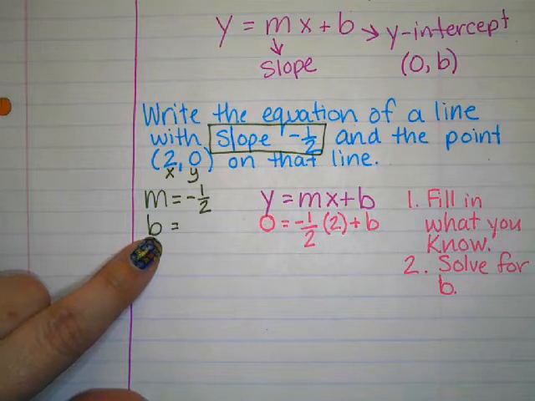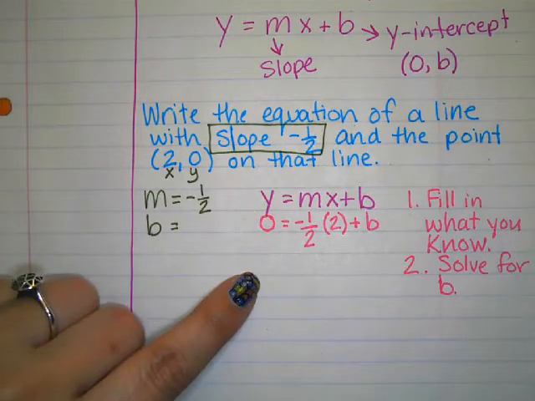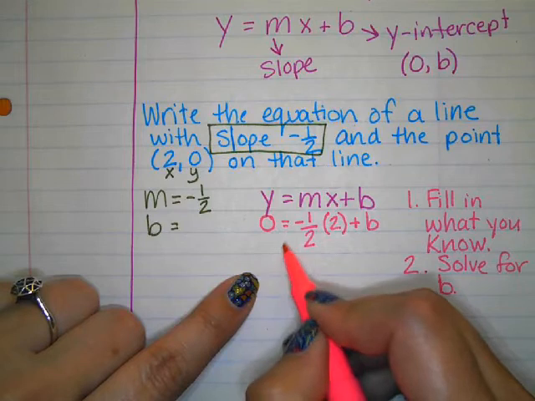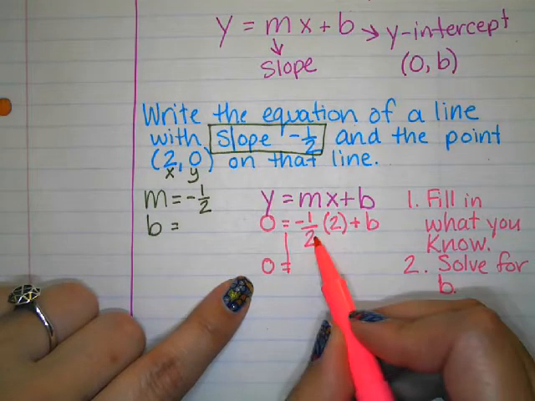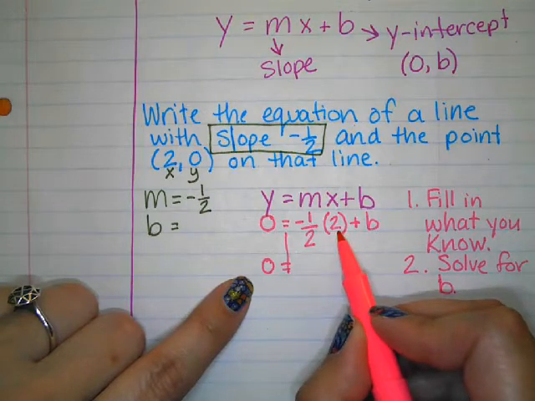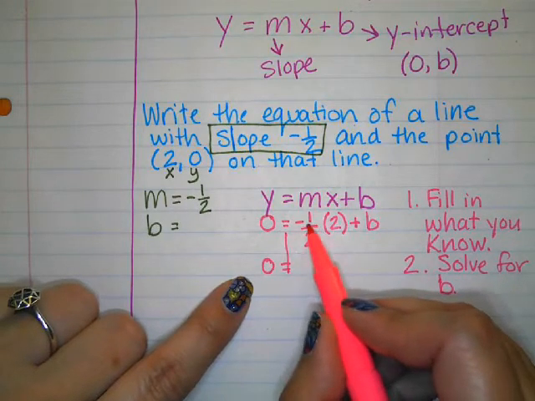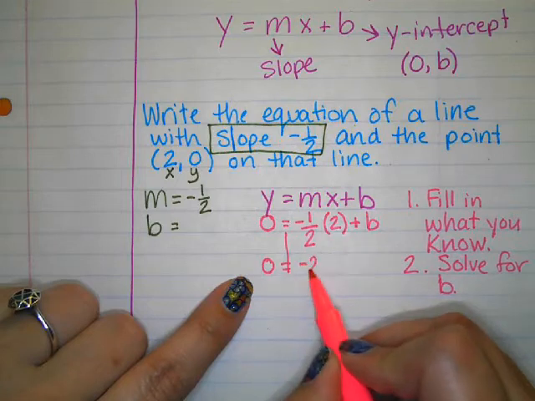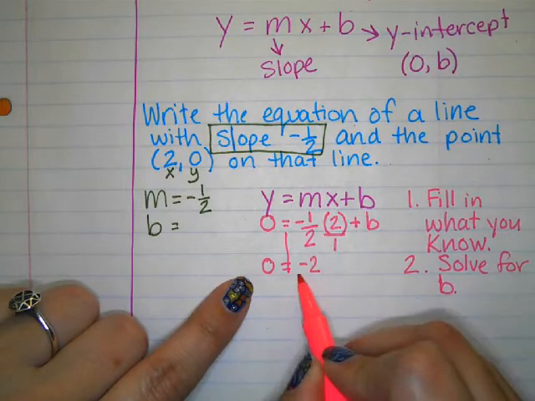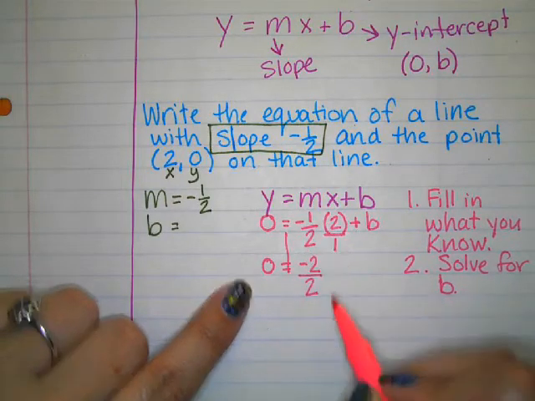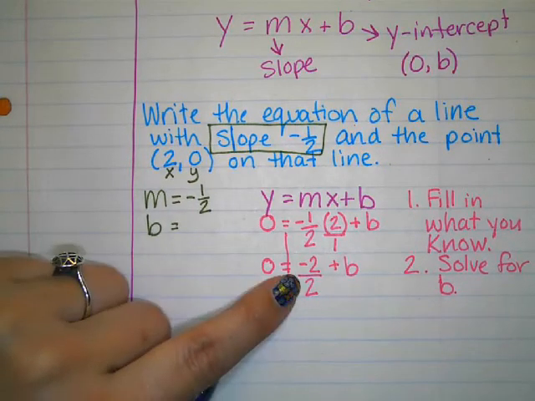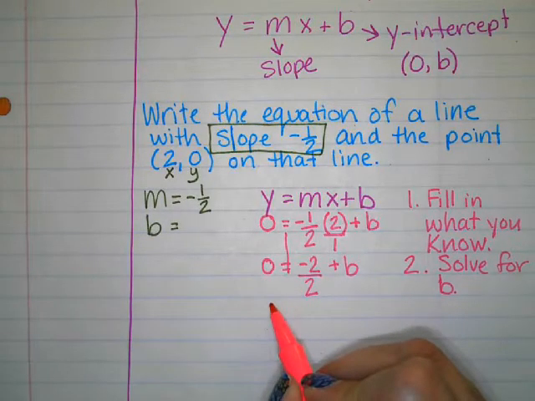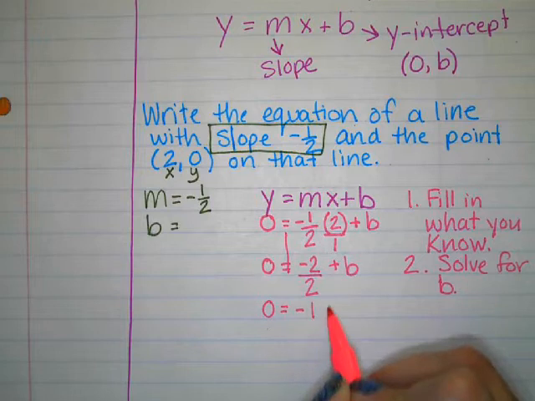To do that, we're going to start simplifying. The 0 on this side of the equation, I can't really do anything to that, so I'm going to leave that 0. -1/2 times 2, I can multiply -1 times 2 gives me -2 over 2, because I'm just multiplying straight across, plus b. I can reduce that fraction down to -1, so I'm going to rewrite that. So I have 0 = -1 + b.